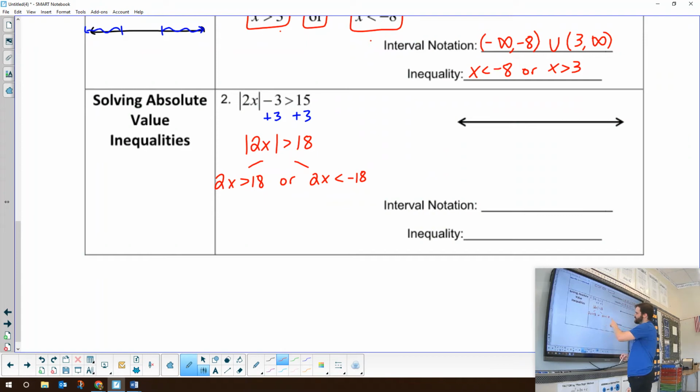Notice how it changed from a positive to a negative, and I also flipped it from a greater than to a less than. Now we're going to solve this.